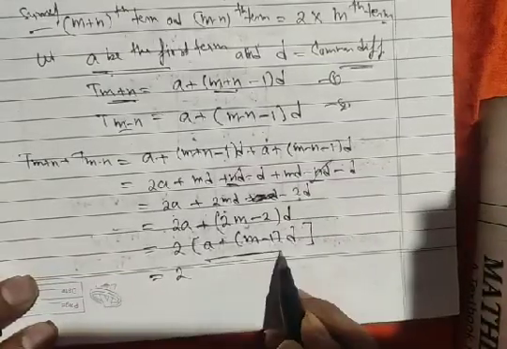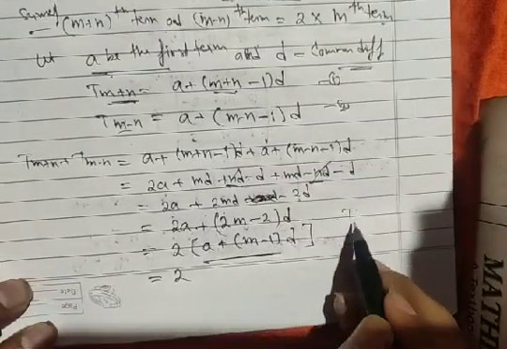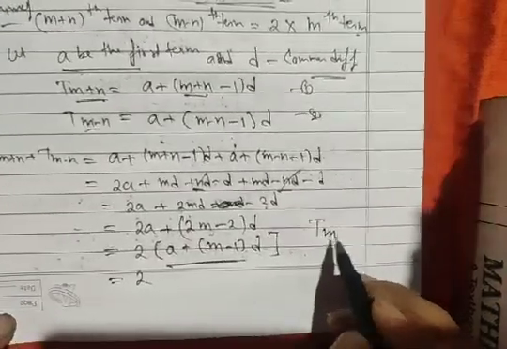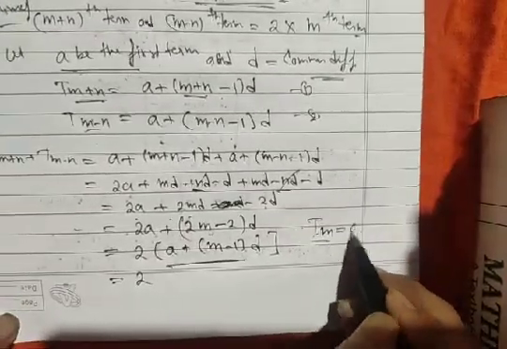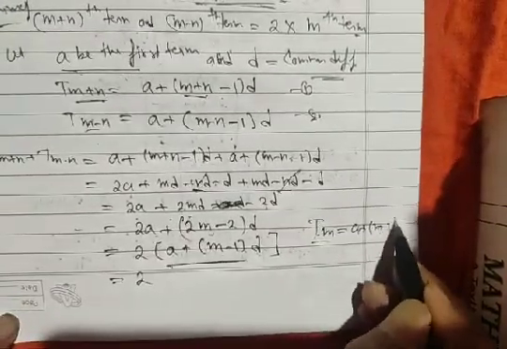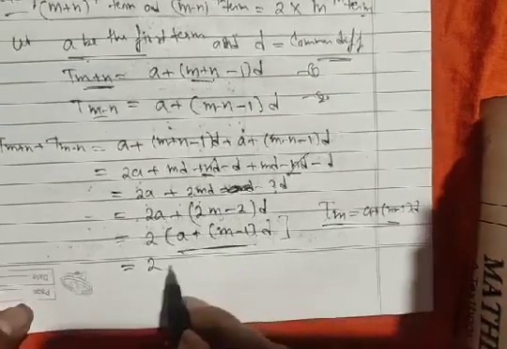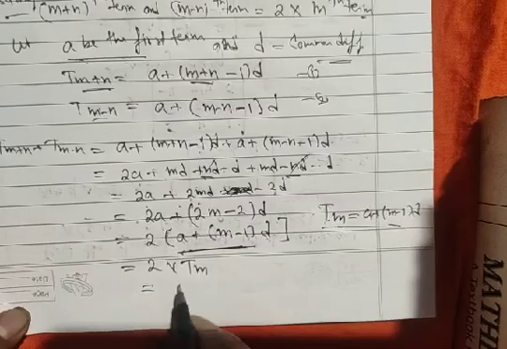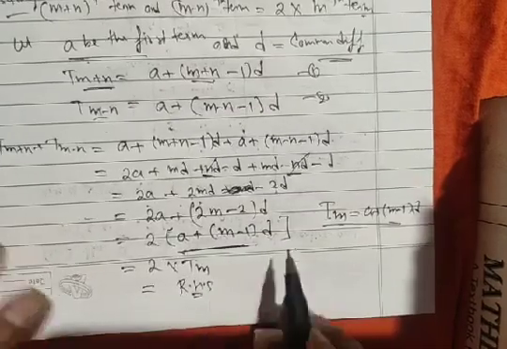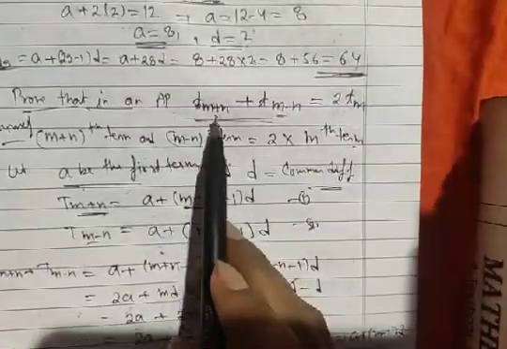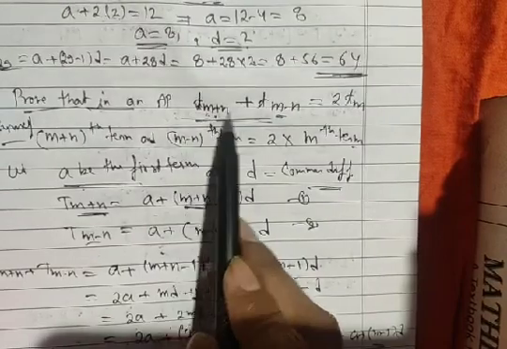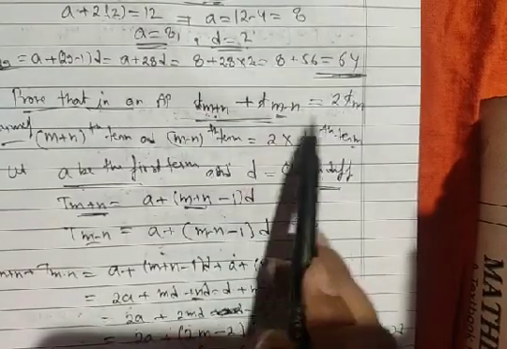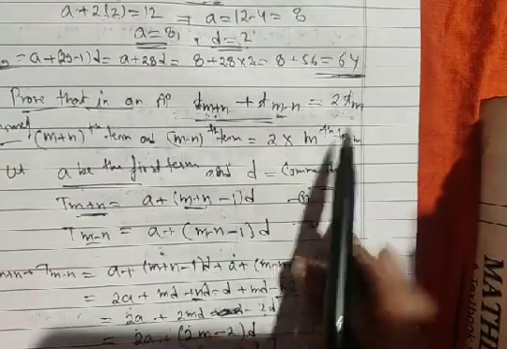What is this? This is the general term formula to find out any mth term. When we have to find out any mth term, the formula is what? A plus m minus 1 into d. And this is 2 into, this is our Tm, which we have to prove. This is our right hand side. What we have to prove? We have to prove that the sum of m plus nth term and m minus nth term is equal to our 2 times mth term.